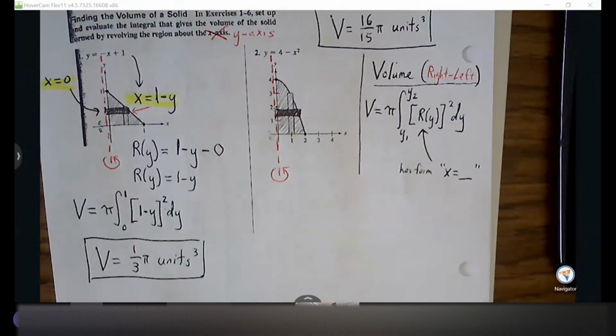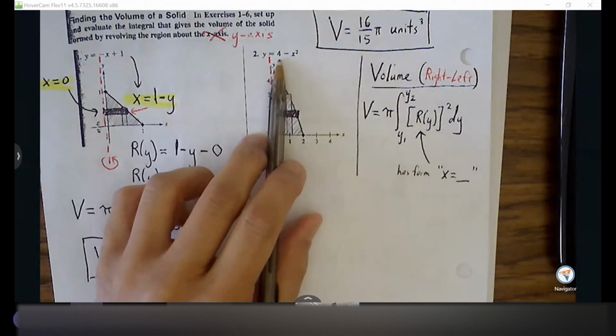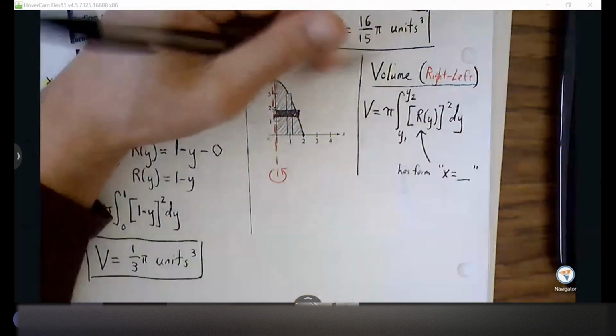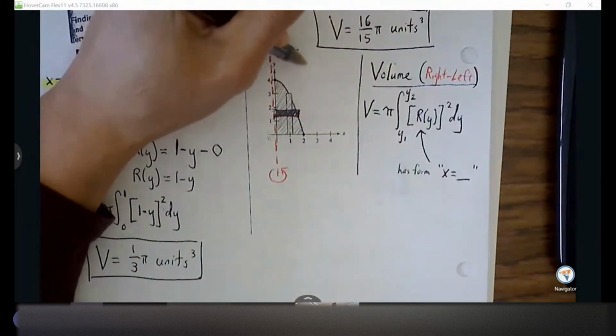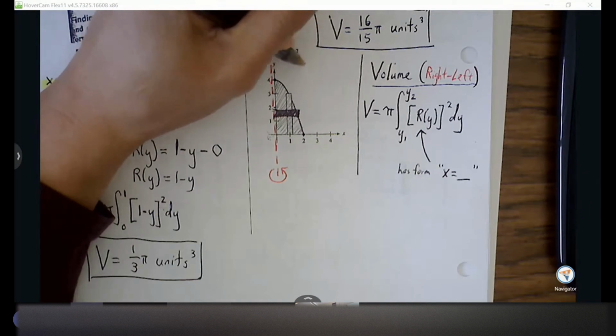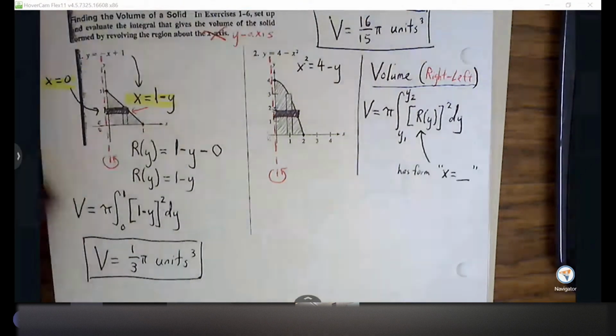Do we need to make some adjustments with our equation? Set it equal to x. Yeah, it's not quite set up right. The y equals 4 minus x squared is perfect for top minus bottom, but it's not quite set up for a right minus left. So we have to rewrite this equation here. If I move the x squared to the left and then subtract the y over, I get x squared is equal to 4 minus y.